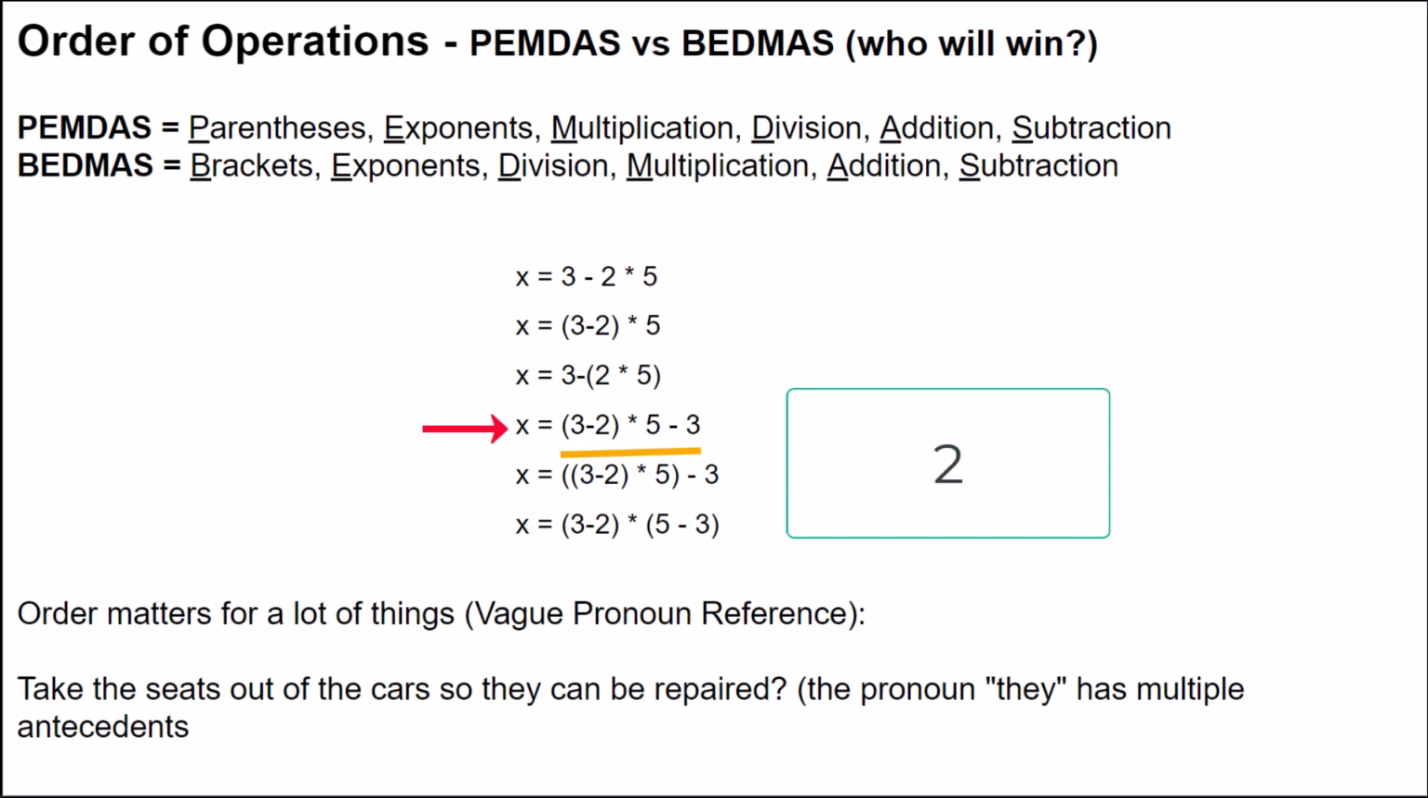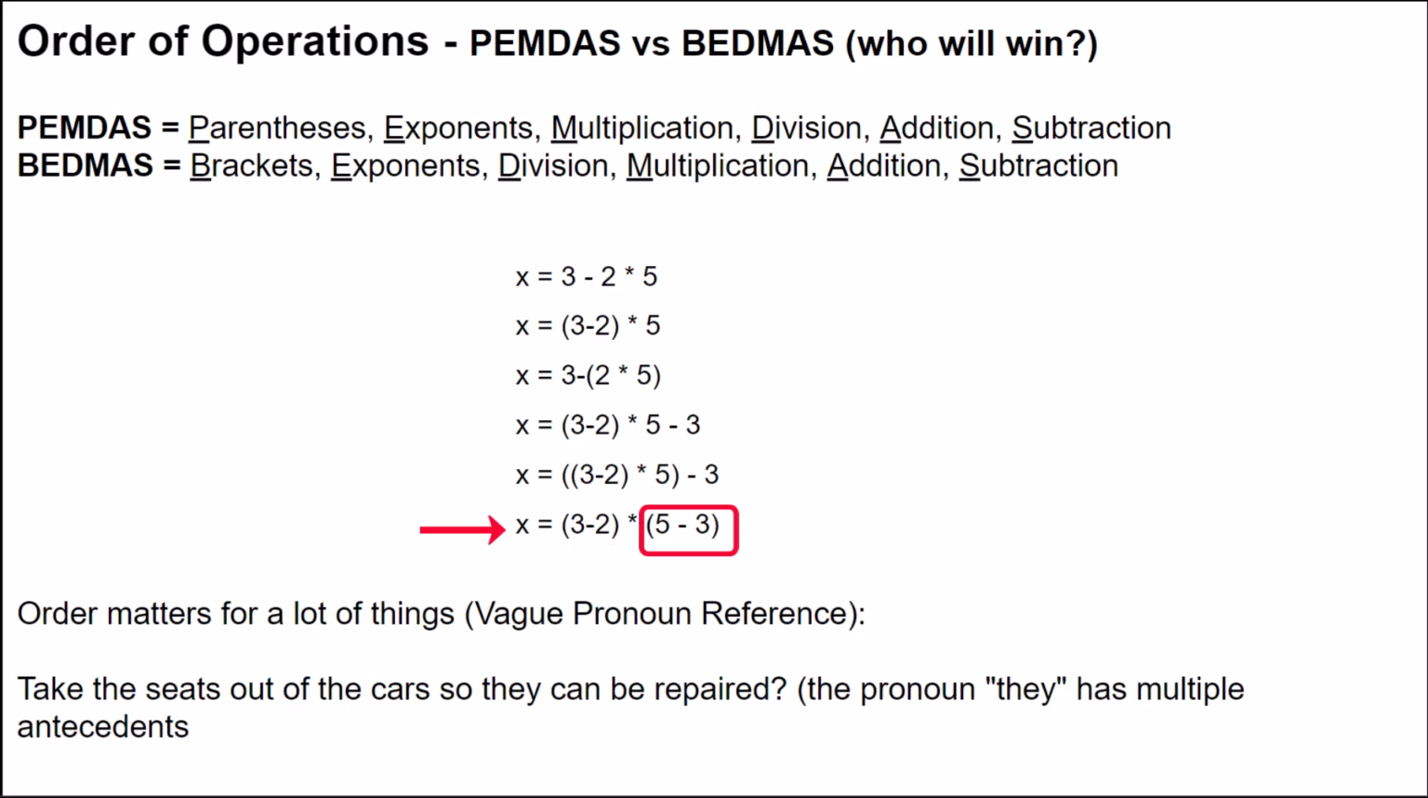This is made clear by the use of extra parentheses below. If we wanted to evaluate 3 minus 2 and 5 minus 3, parentheses would also help us out there. As you see below, we would write 3 minus 2 in parentheses times 5 minus 3 in parentheses.